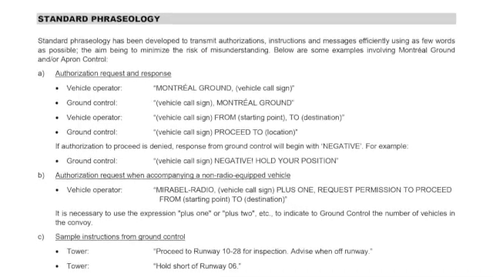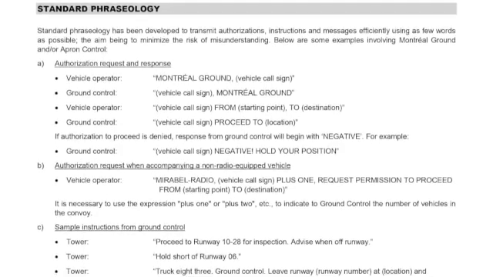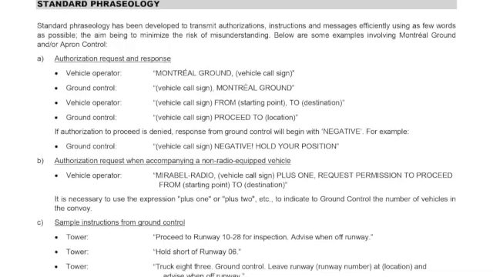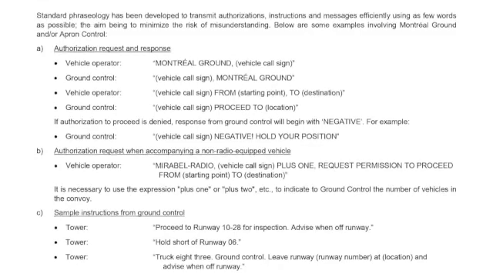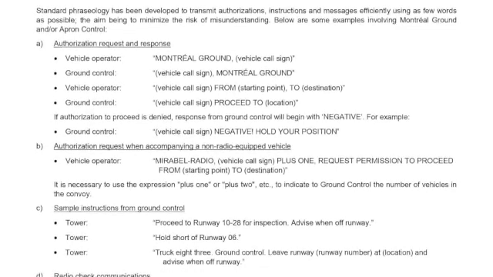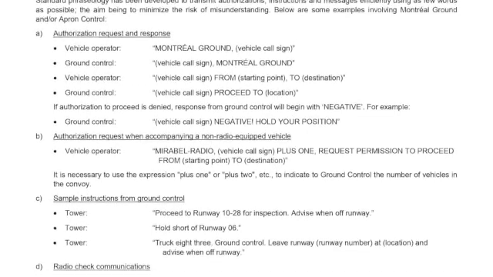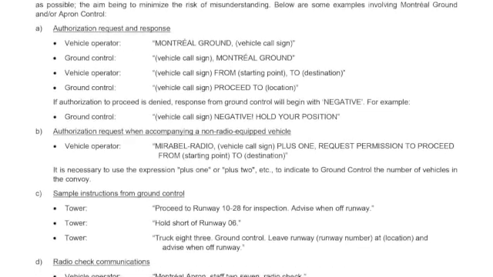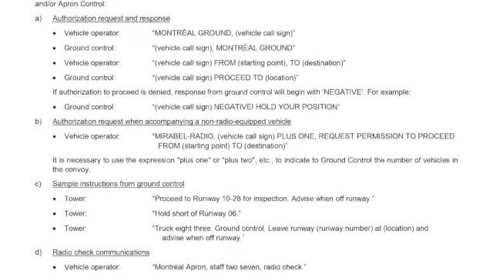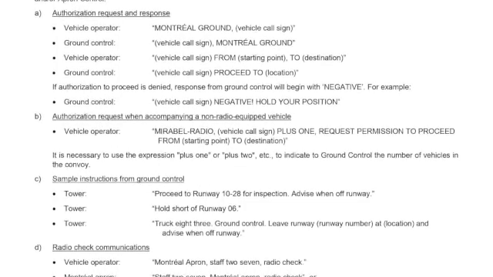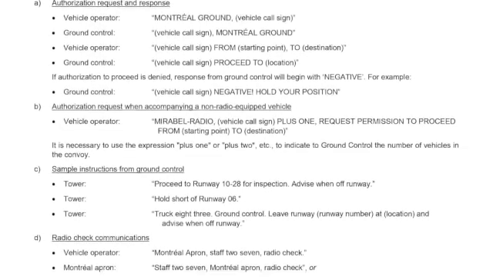If authorization to proceed is denied, the response from ground control will begin with negative. For example, ground control: vehicle call sign, negative. Hold your position. B. Authorization request when accompanying a non-radio equipped vehicle. Vehicle operator: Mirabel radio, vehicle call sign plus 1, request permission to proceed from starting point to destination. It is necessary to use the expression plus 1 or plus 2, etc. to indicate to ground control the number of vehicles in the convoy.